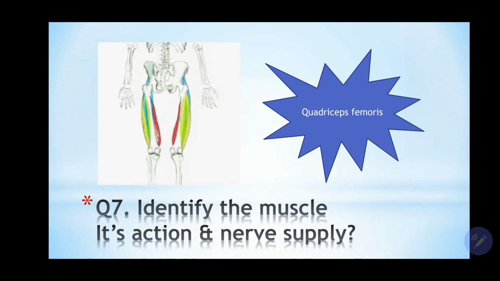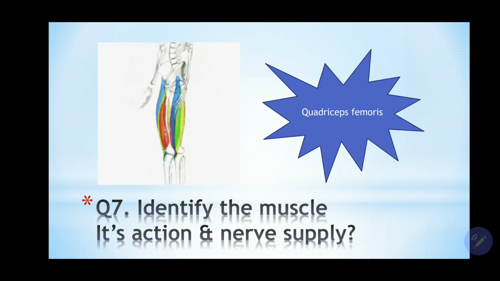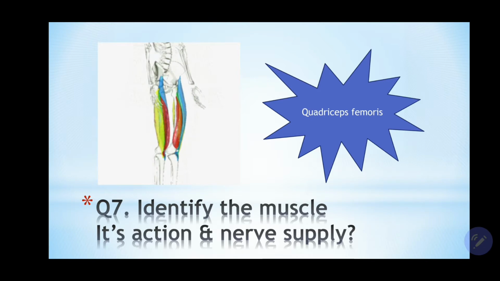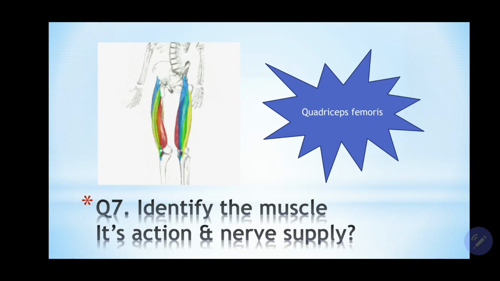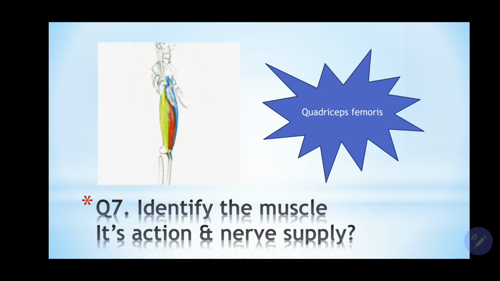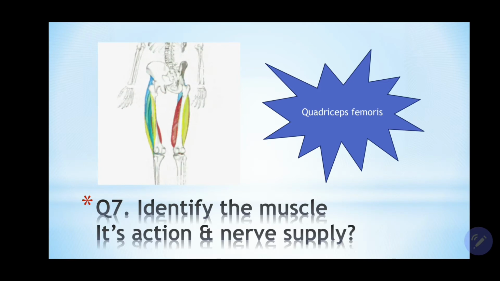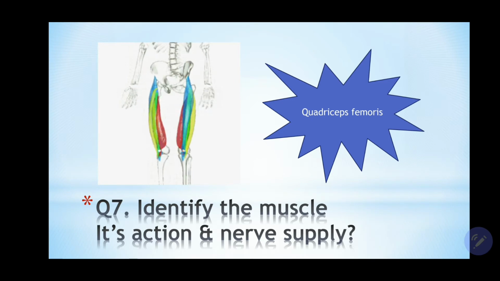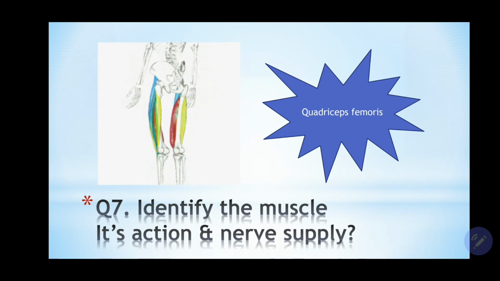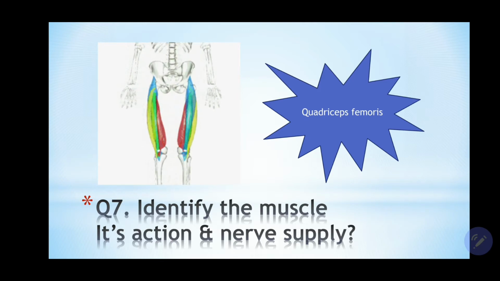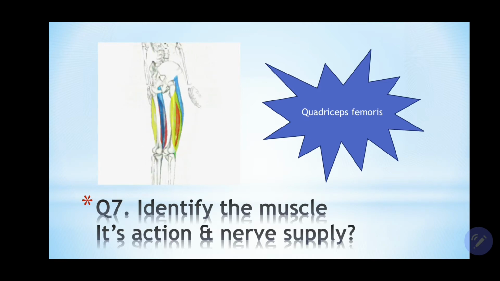Anyway, nerve supply: of course, there are 4 muscles, and all of them are innervated by the femoral nerve. The nerve to rectus femoris, remember, was supplying the hip joint as well, while the nerve to vastus medialis, vastus lateralis, and vastus intermedius, all these 3 muscular branches descend down to supply the knee joint also. Okay.